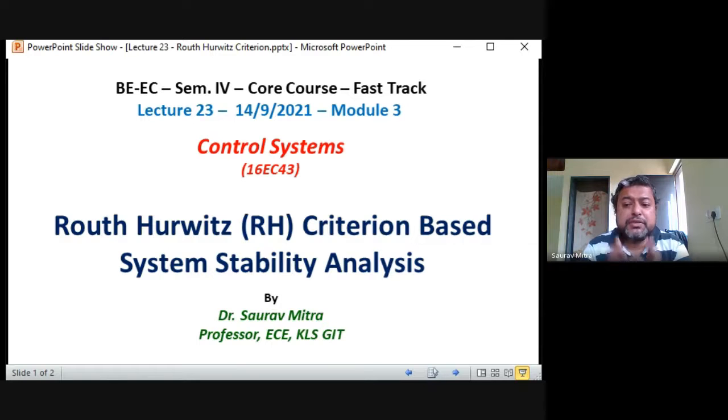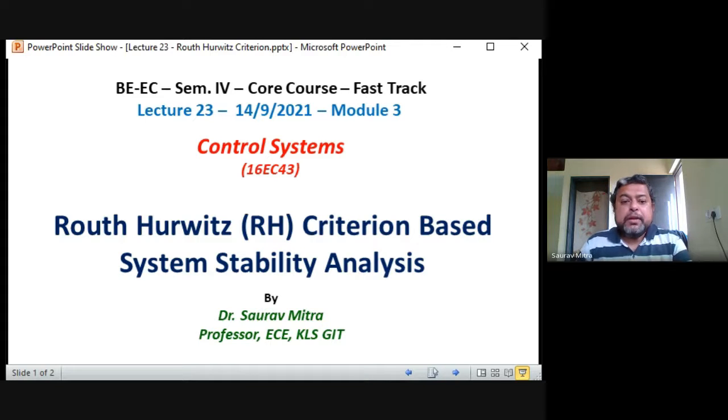Okay, so there are three cases possible with the pole position. Left hand side of the plane, that means the real part of the pole is negative, that is the stable pole. If the real part of the pole is positive, that means the poles are situated in the right hand side of the S plane, it is called an unstable pole. And if the real part of the pole is equal to 0, the pole will be on the j omega axis. That system is called a marginally stable or critically stable system.